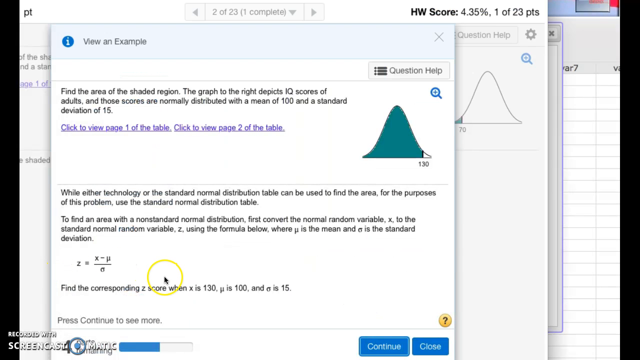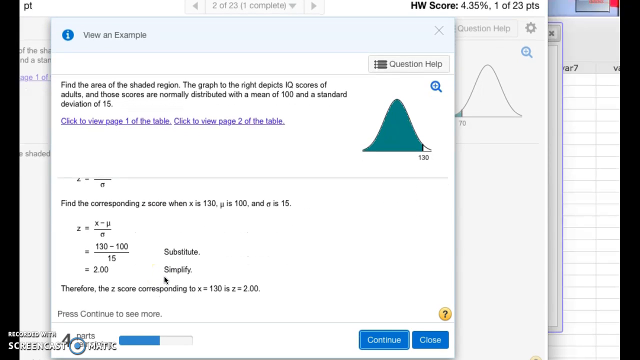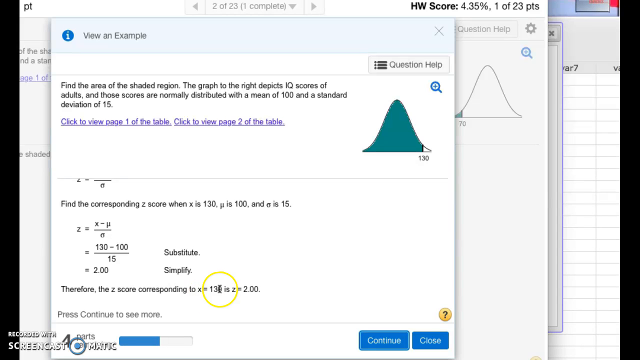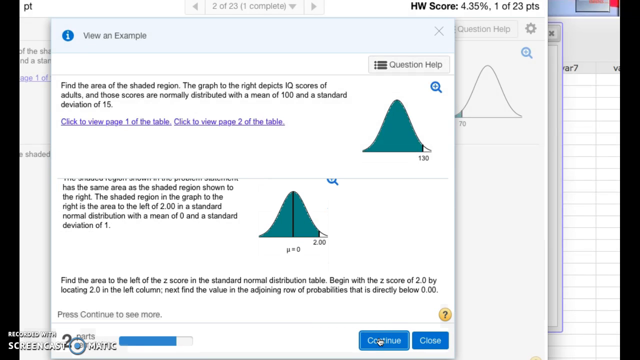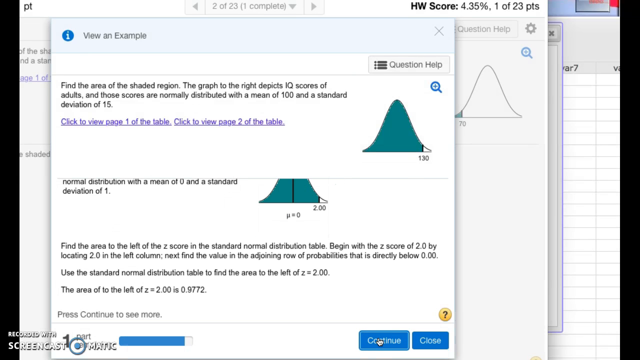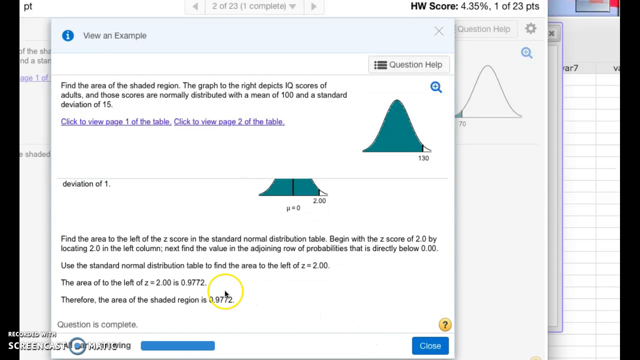If I go back to this example, the z-score corresponding to x equals 130 is z equals 2. And then you can read here that the shaded region corresponds to the shaded region in the original data set. And this we had already calculated.